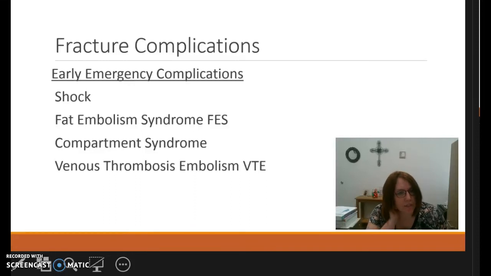This is a continuation of your fracture PowerPoints, taking a look at fracture complications, and then moving into some of the pediatric differences that you'll see within the child population.